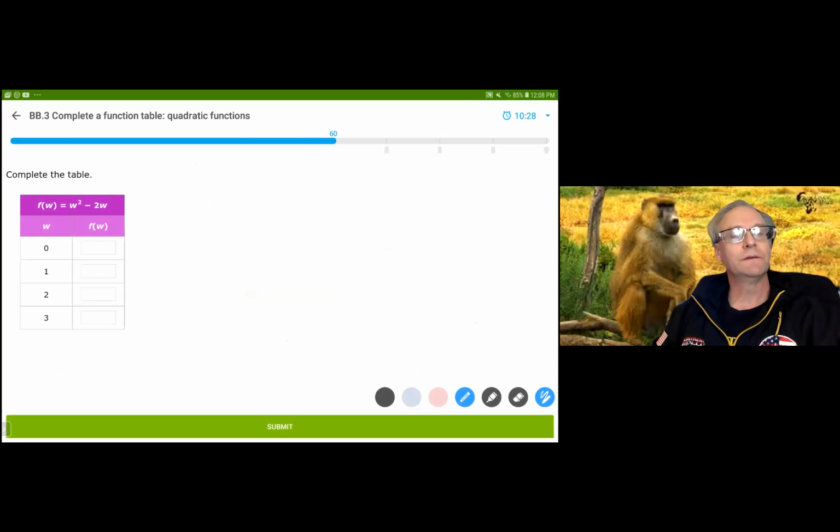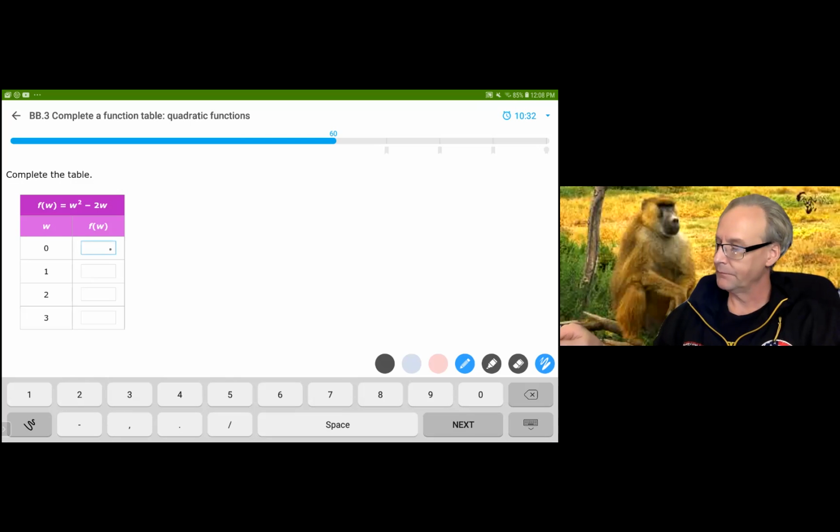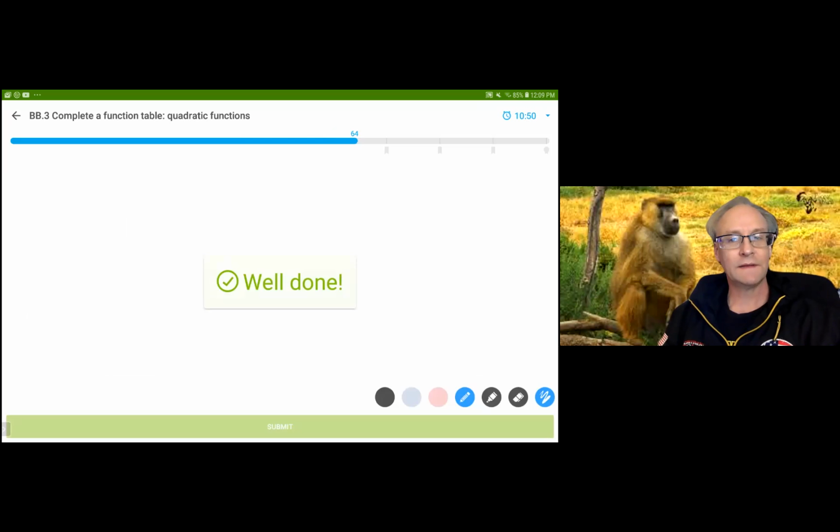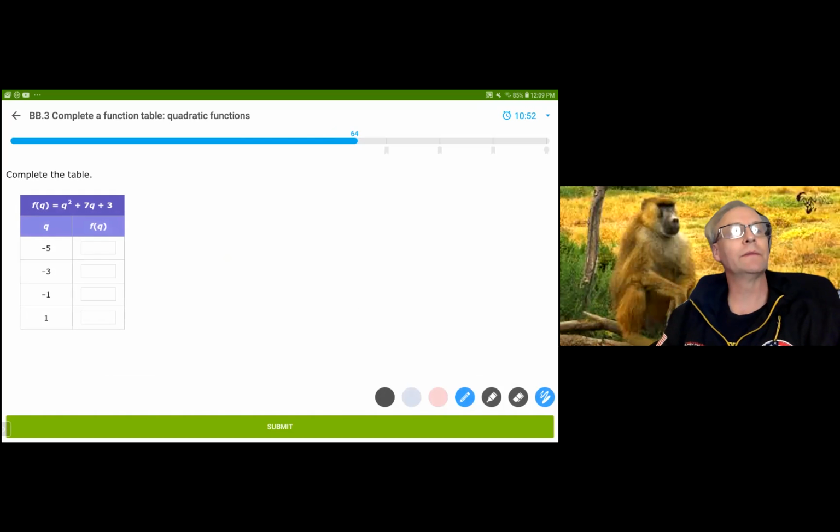w squared minus 2w. Well, if we put 0 in there, we're just going to get 0, aren't we? And 1 minus 2 is -1. And 4 minus 4 is 0. And 9 minus 6 is 3. So hopefully you can see where I got those numbers from. And I think it's good practice to do mental arithmetic.